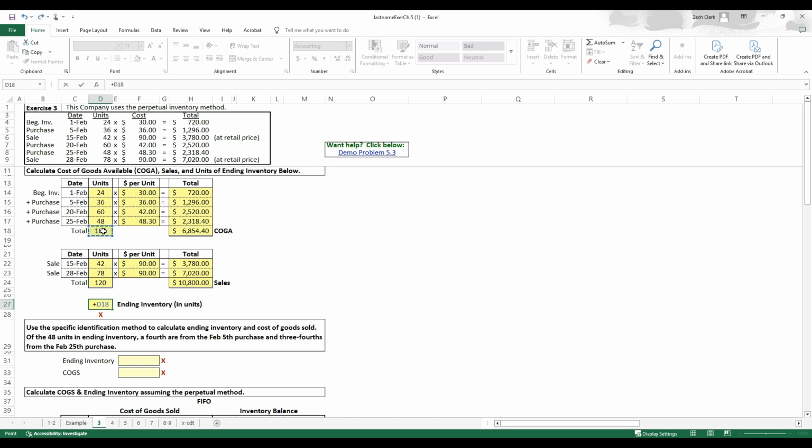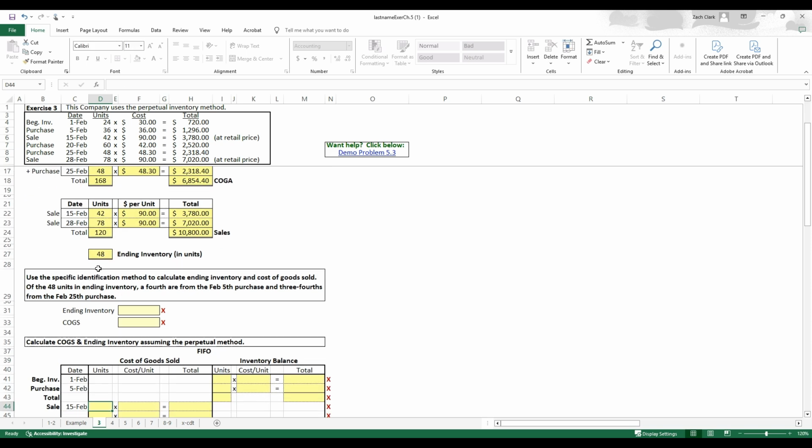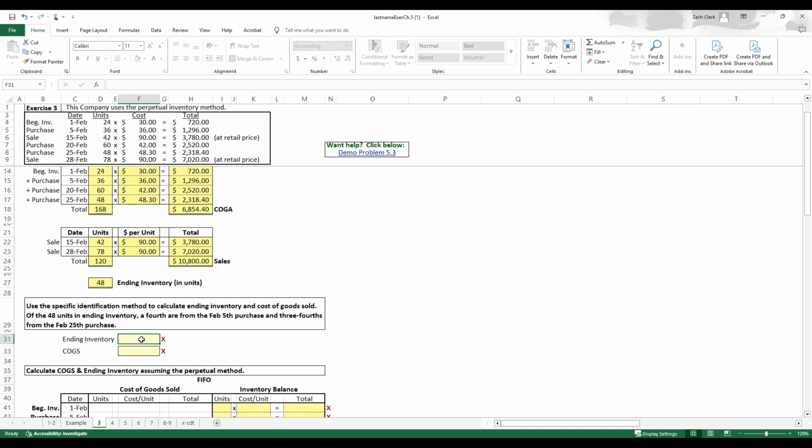Okay, and then this is asking us how many ending inventory units there are. So there was 168 that we could have sold. We did sell 120. So we've got 48 units in ending inventory.